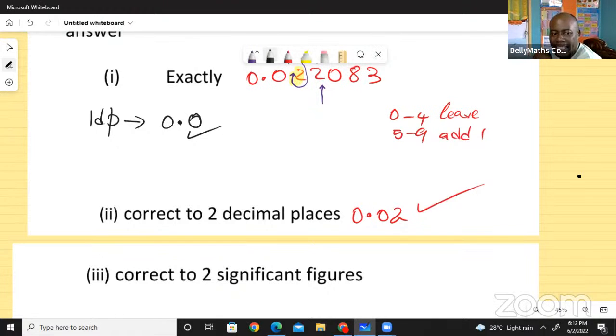All right, let us look at the significant figures. If you know the answer for the significant figures, throw in your answer. We want that correct to 2 significant figures.